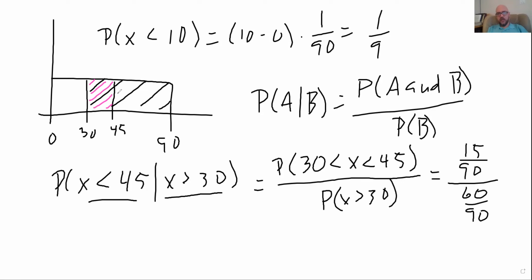Well, the pink area is 15 out of 90. The black area is 60 out of 90. And I don't know if you remember how to multiply fractions, but there's a good reason not to reduce these. So this ends up being 15 out of 90 times, and what you do is you flip over the denominator. So instead of dividing by 60 over 90, I'm going to multiply by 90 over 60. If we cancel stuff, the 90s cancel, and 15 and 60 cancel to give you 1/4.